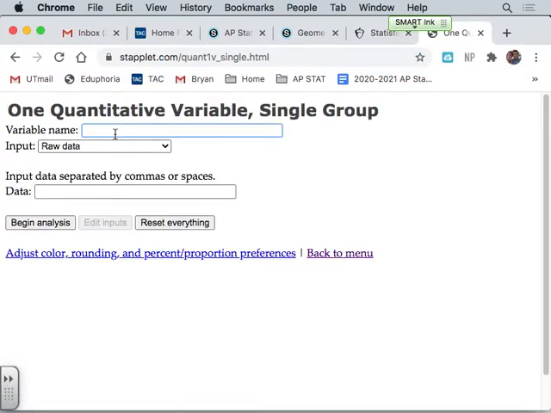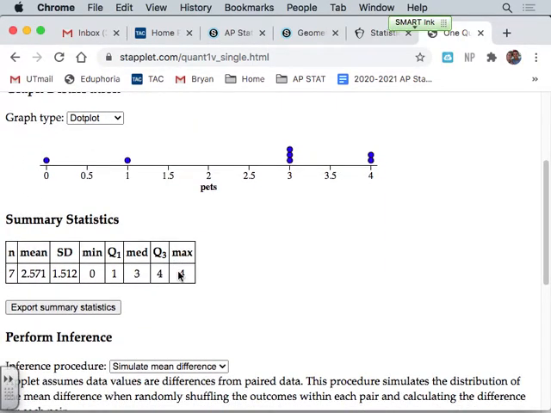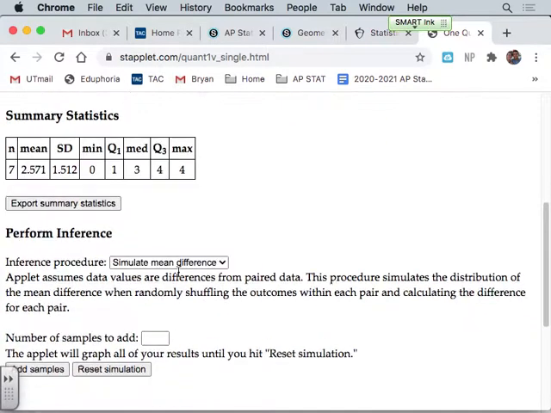One quantitative, so let's see if I can remember by heart. We were like 1, 3, 4, 3, 4, 0, 3, something like that. Yep. Okay. Oh no, that should have gone down there. Copy paste. Okay. Pets. Begin analysis. There's my dot plot. Roughly what I drew, except they did a little bit more spread. And okay, there's our mean, which we did get 2.571 as our mean. But their standard deviation was, we got 1.6, right? Because we rounded that number. Oh, we got 1.4. Okay.